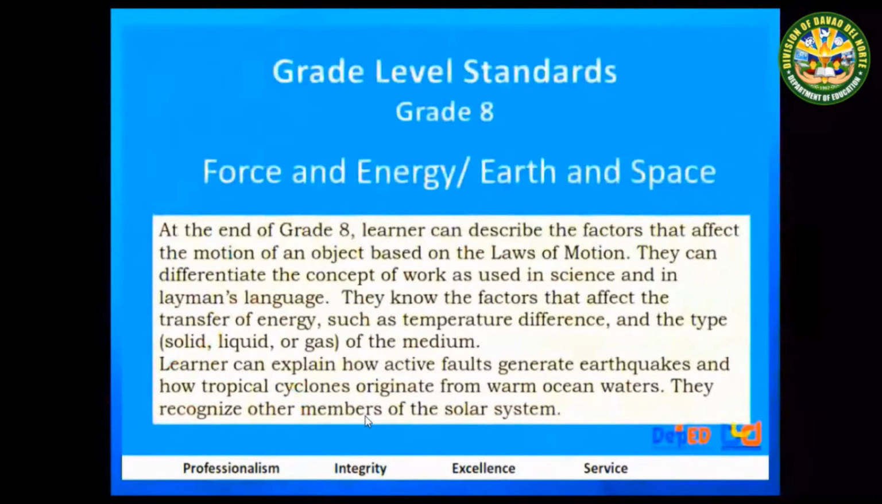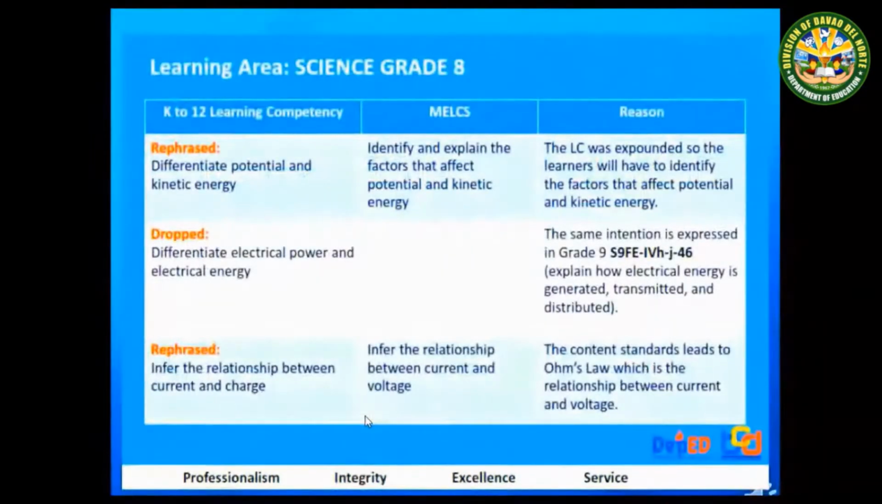This slide shows the grade level standard competency for grade 8 for force and energy, earth and space. The first LC was rephrased, same as the third LC. The second LC was dropped, and the following reasons were reflected in the last column of this slide.